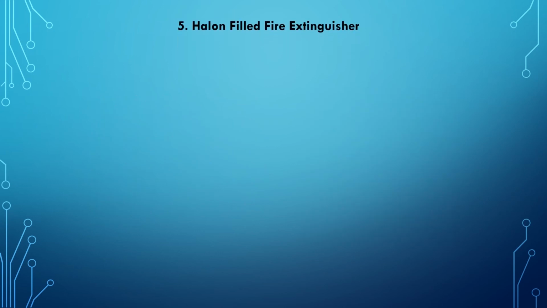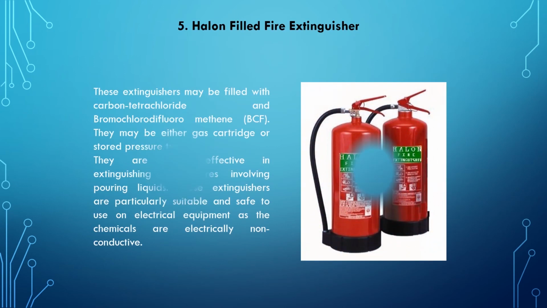Halon filled fire extinguisher. These extinguishers may be filled with carbon tetrachloride and bromochlorodifluoromethane. They may be either gas cartridge or stored pressure type. They are more effective in extinguishing small fires involving pouring liquid. These extinguishers are particularly suitable and safe to use on electrical equipment as the chemicals are electrically non-conductive.